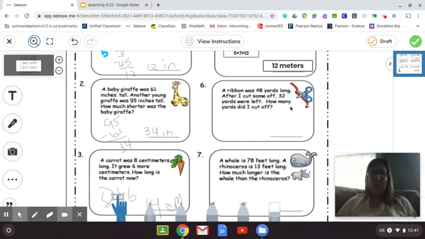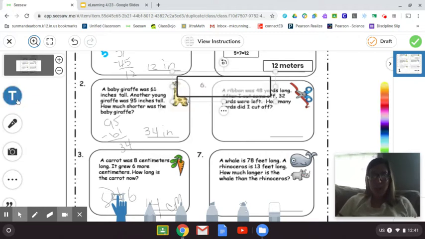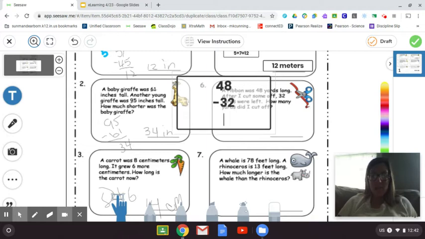All right, so it says a ribbon was 48 yards long. After I cut some, 32 yards were left. How many yards did I cut off? So I'm going to do my text box here, and I need to do 48, and I'm going to hit enter and do minus 32.